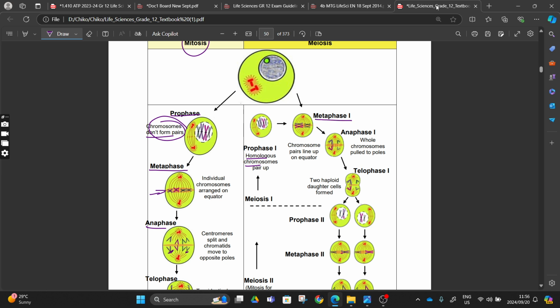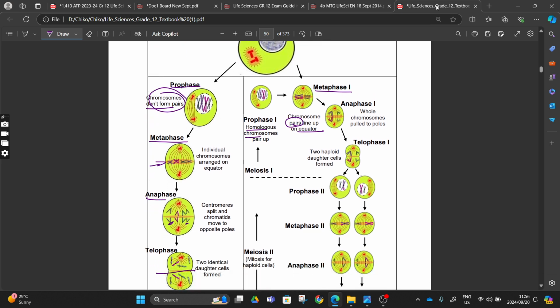In metaphase 1, the chromosome pairs line up at the equator. So now they are in pairs. So there will be 23 pairs, right? And this is after crossing over. Then from there we move to anaphase, where a whole chromosome is going to be pulled to the poles.